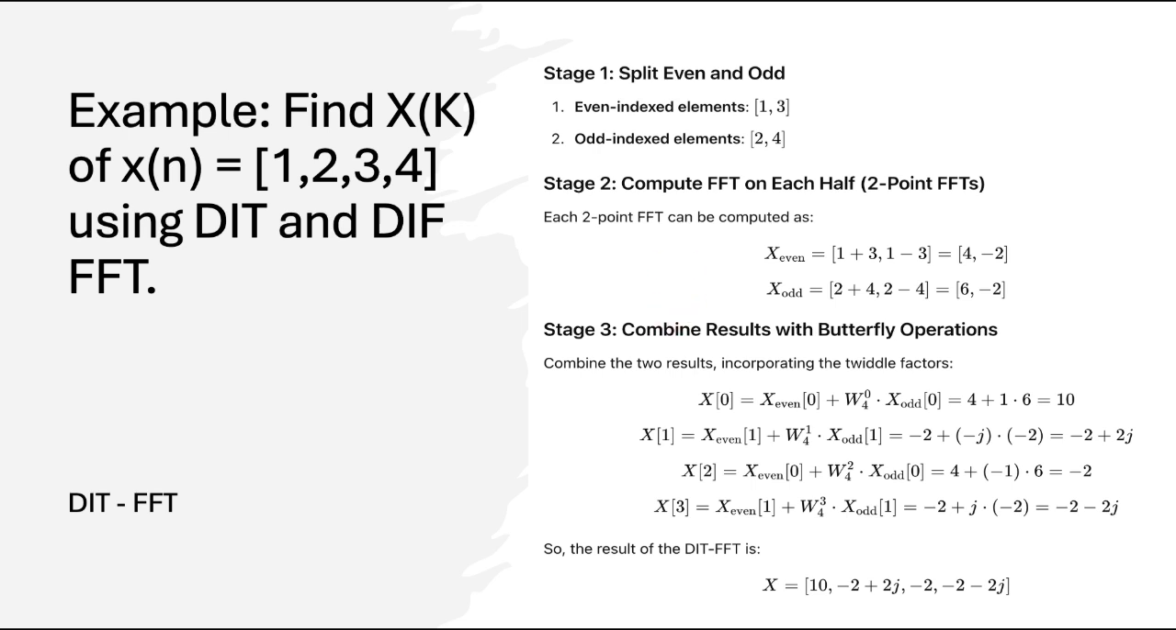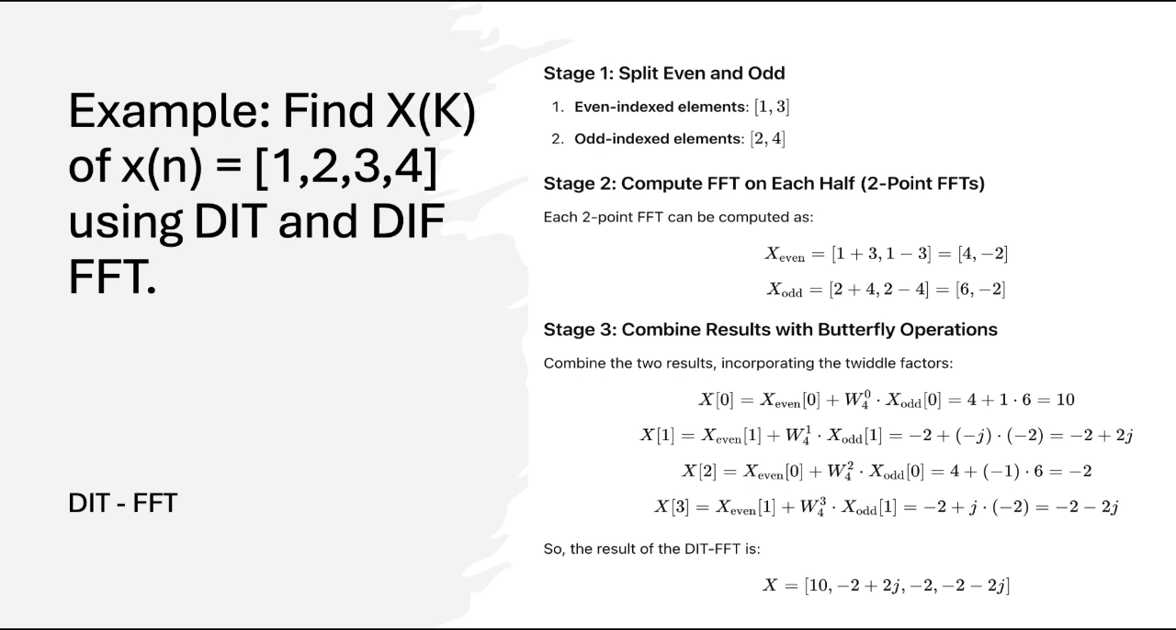Next, we compute the FFT of these two halves. Since these are length 2 sequences, the math is trivial. For the even half 1, 3, the 2-point transform is simply 1 plus 3, 1 minus 3, giving us 4, negative 2. For the odd half 2, 4, we get 2 plus 4, 2 minus 4, giving us 6, negative 2. These are the frequency components of the subsequences.